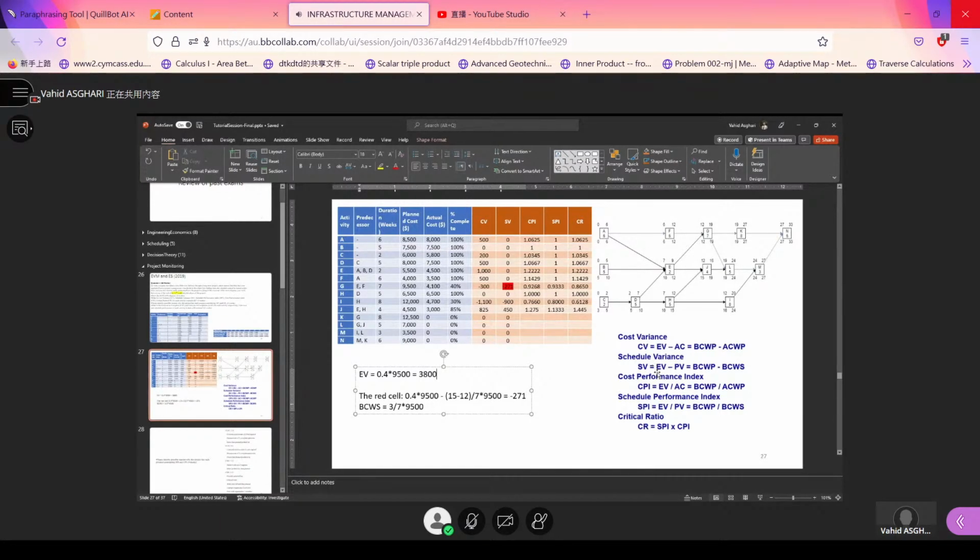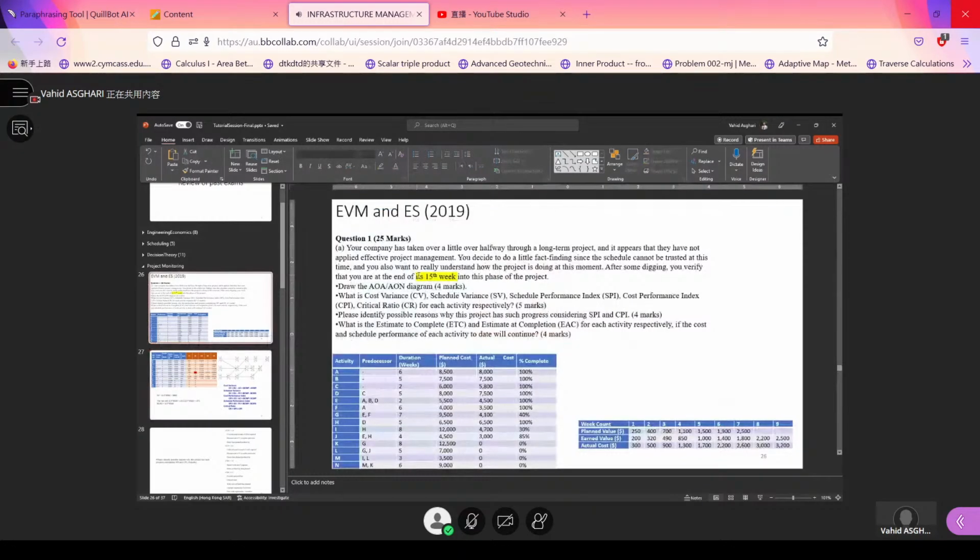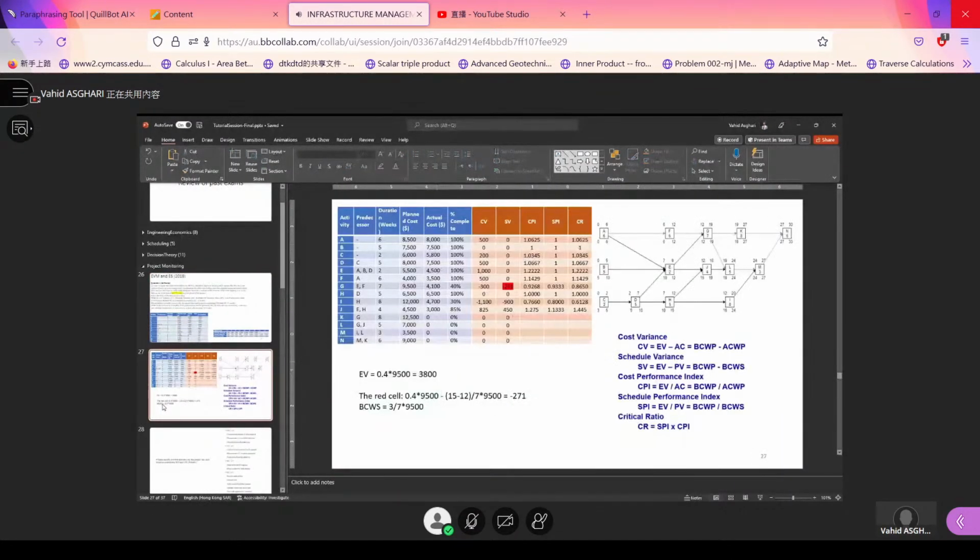How about the schedule variance? The schedule variance is EV minus PV, budgeted cost for work scheduled. The name is already there, work scheduled. What does it mean? It means, what day is it? What week is it? The question highlighted that we are at the 15th week. So for activity G, we are at the 15th week.